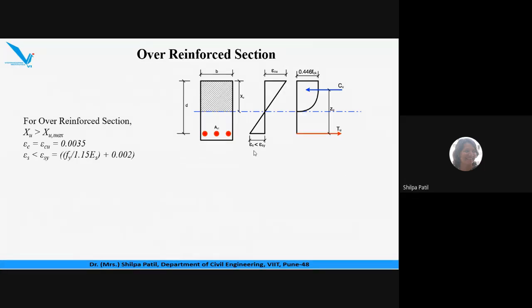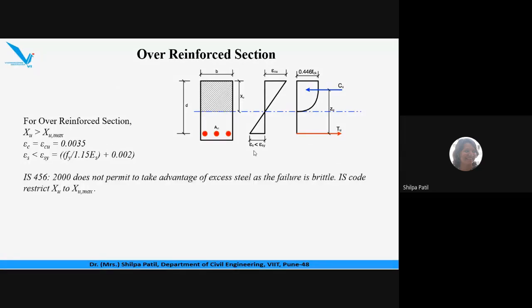Okay, so for over reinforced section, these are the criteria. XU, that is the depth of neutral axis, is greater than XU max. Epsilon C reaches its ultimate value, so it is equal to epsilon CU equal to 0.0035. Epsilon S, at the time of failure, the strain developed in the steel is less than the yield strain, which is given by the formula Fy upon 1.15 ES plus 0.002. Now, though XU is coming greater than XU max, for the design purpose, IS 456 does not permit to take the advantage of it as the failure is brittle.